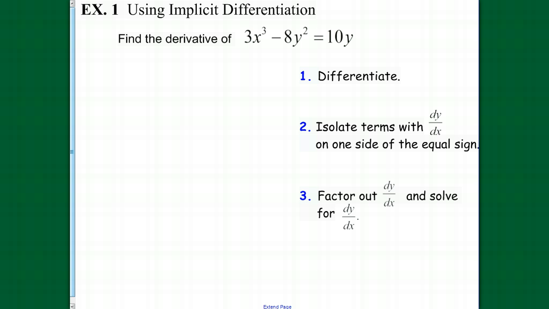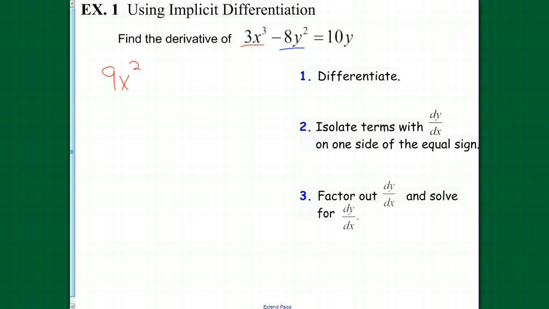We want to find the derivative of this. So, basically, you're going to take the derivative of every single term. If it has just an x in it, you're just going to do everything like normal. So for this first term, 3x cubed, the derivative of that, 9x squared, just like normal.